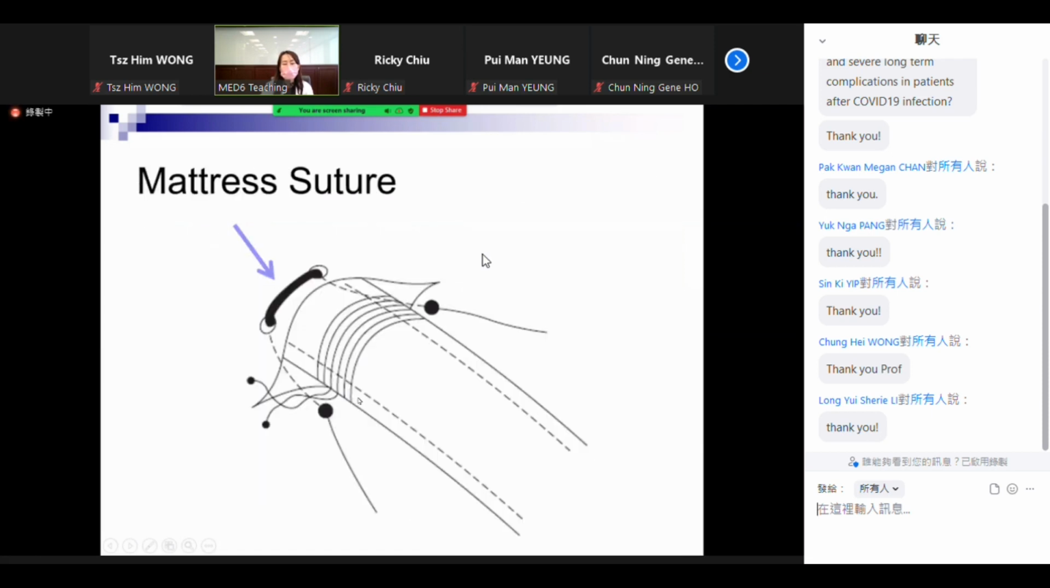So after we insert the chest drain, we anchor the chest drain, and then we also put this mattress suture, like a U-shaped suture. When we remove the chest drain, we don't need to reapply a suture. If the lung is expanded and there's no more air leak, we just cut the anchoring suture, and then when we pull out the chest drain, we close the wound with this mattress suture.